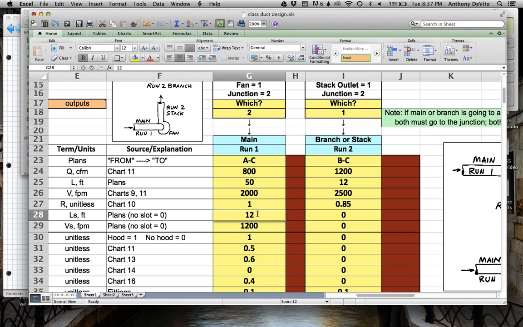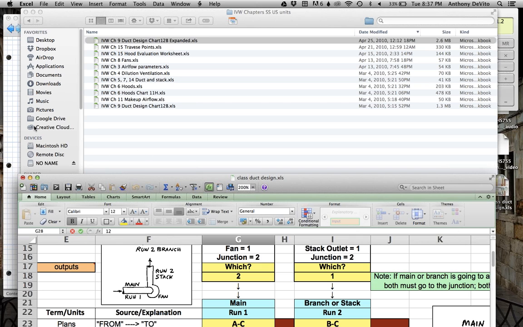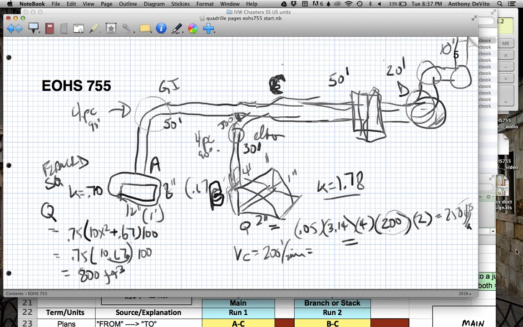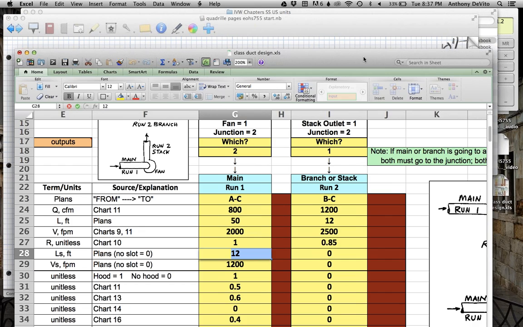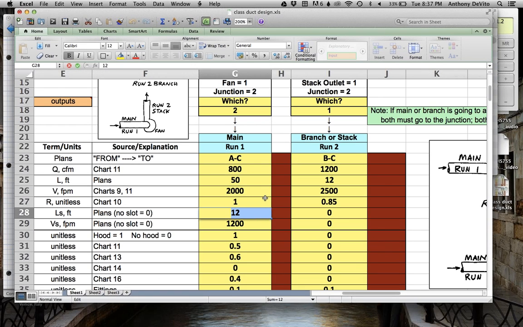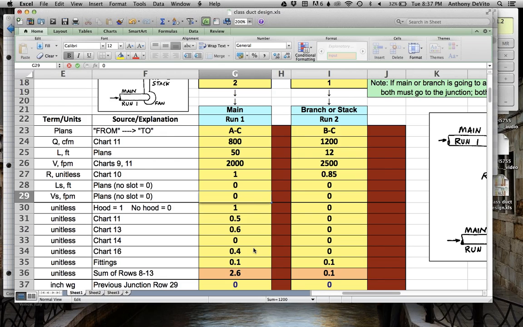Okay, and next thing is, if there's a slot in it, how long is the slot? You remember how long was that table? Remember slots at the back of the table. Table was 4 feet wide. I'll bring it up front here. Oh, I'm sorry, I'm losing myself here. You're absolutely right. There is no slot there, right? So we put 0 there. See, right next to it, it says plans, no slot equals 0. And the slot velocity in feet per minute is 0 since there's no slot.